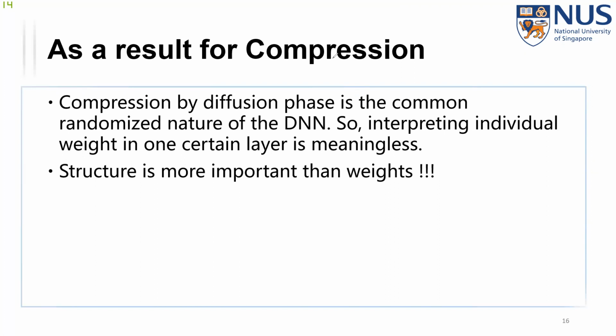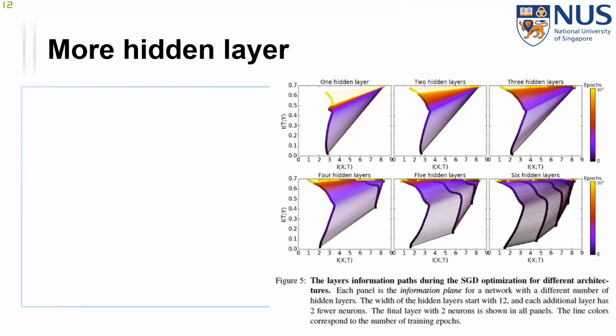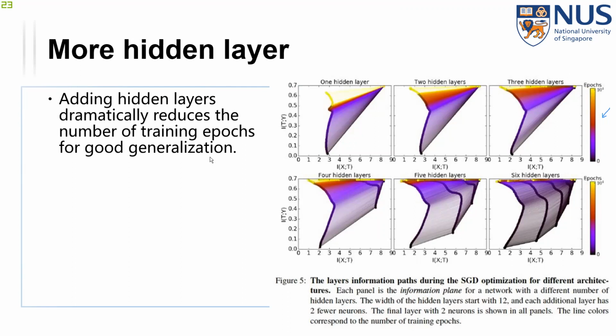Next is how they explore the effects of adding more hidden layers. To understand this graph, we need to first look at the lines on the right. They show the epochs needed for the model to finally fit the data. You can clearly see that with more hidden layers, the number of training epochs needed for good generalization is reduced.